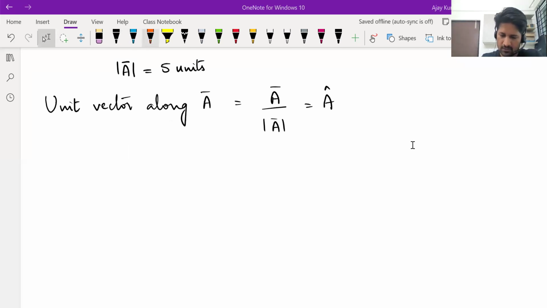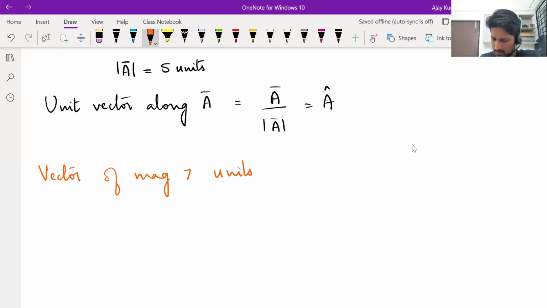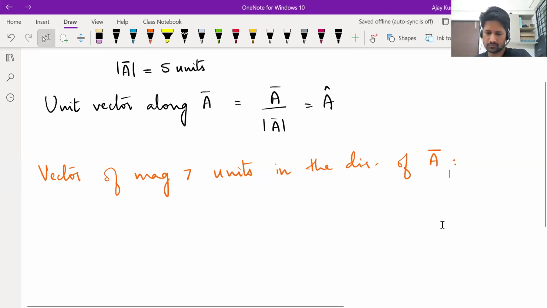Now, Vanilla, you tell me, suppose you need a vector of magnitude 7 units in the direction of A. How will you denote that mathematically? Sir, can you repeat the question? Suppose there is a vector A bar whose magnitude is 5 units. How will you write a vector of magnitude 7 units in that direction of A bar? 7 by 5. Yeah.